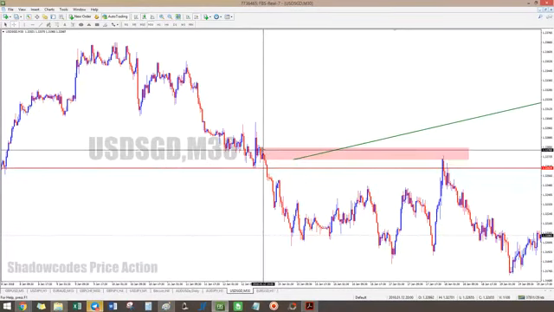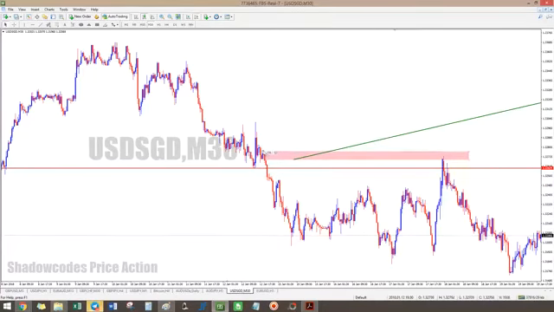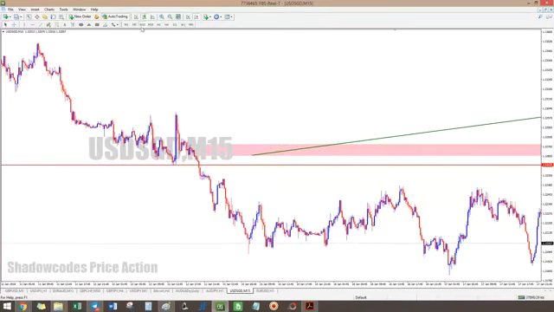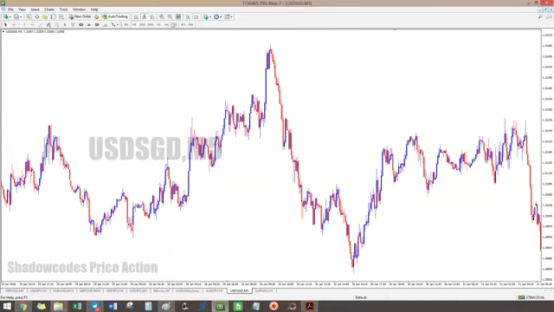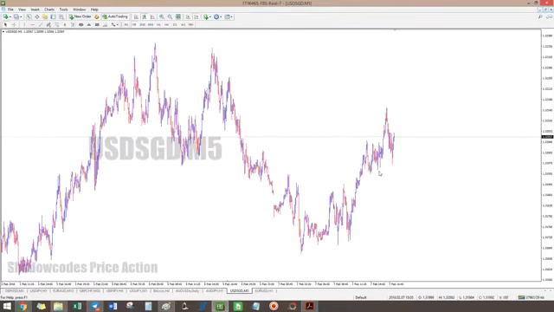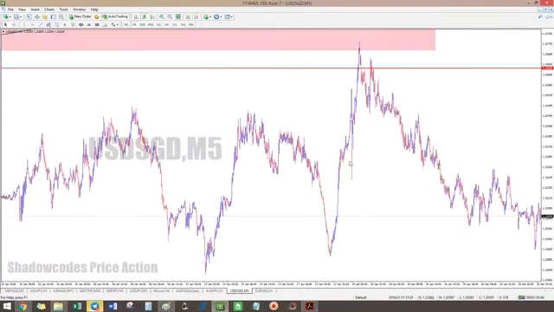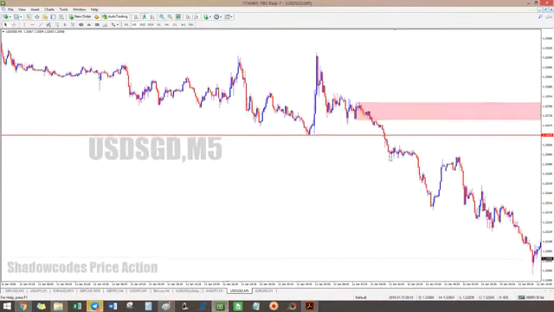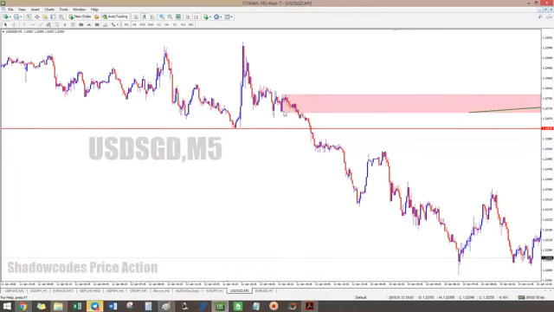No flag yet. For a flag, you just need to find a base actually. A base will be explained in the next chapter, supply and demand. Still no flag. Right, you have one here. Okay, let's zoom in.